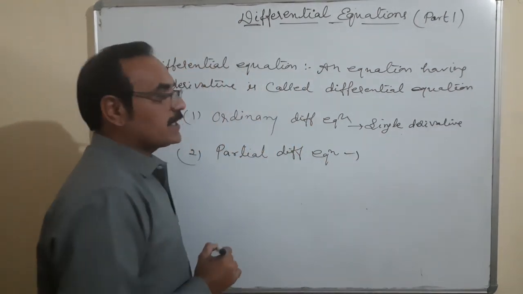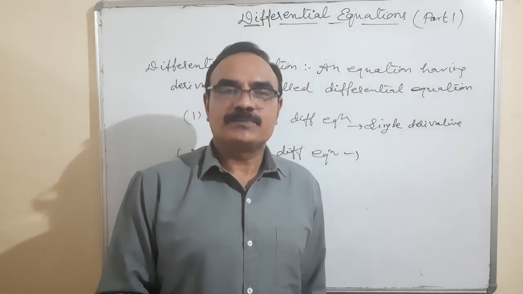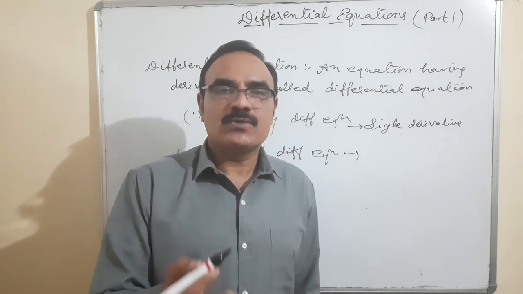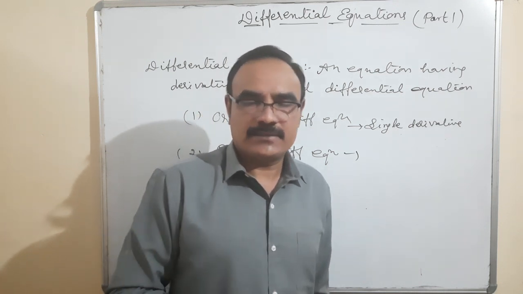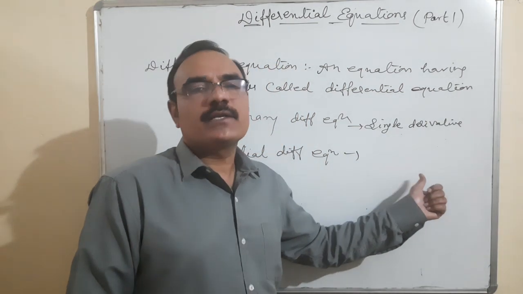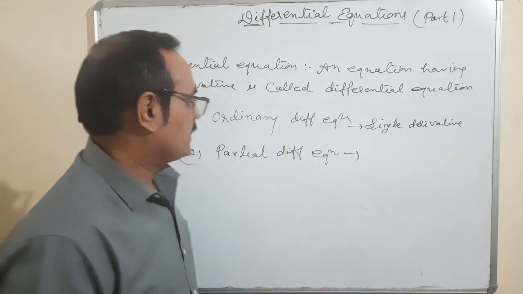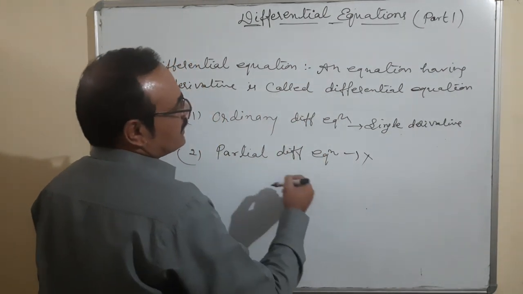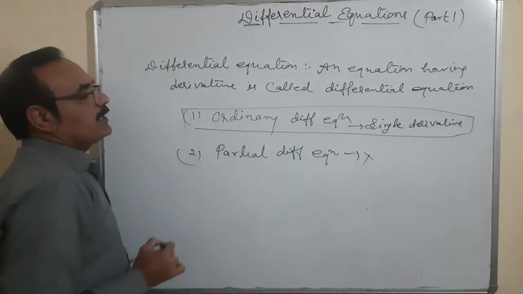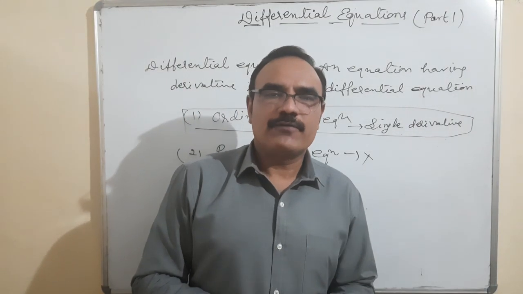And a partial differential equation is one in which more than one derivative is involved, like dx by dt, dx by du, dx by dv, like that, okay? So more than one derivative involved is called a partial differential equation. But in our syllabus, partial differentiation is not there. We have to confine ourselves only to ordinary differential equations, okay?